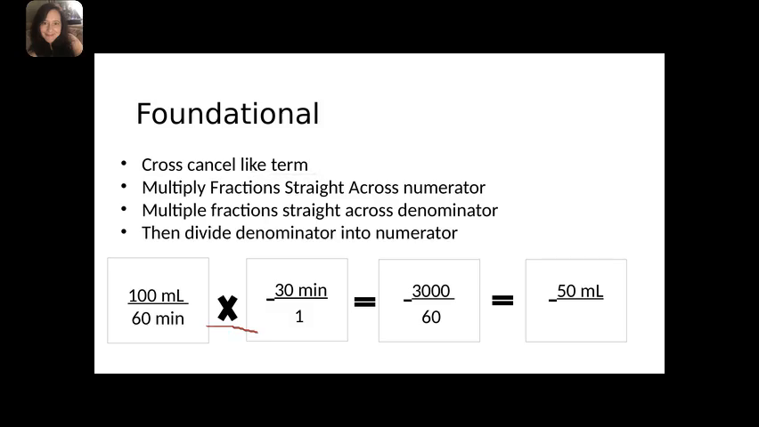So, what does that mean? Let's take a look. I have 100 mL over 60 minutes. I notice on the opposite side of this multiplication, I have minutes in the numerator here. So I can cross cancel these. That's a principle of math. So when I do that, I'm left with the factor label mL. And that works in this particular case because I'm solving for mL.